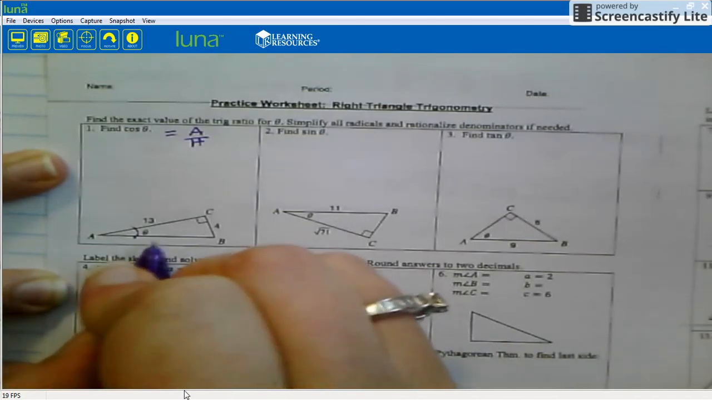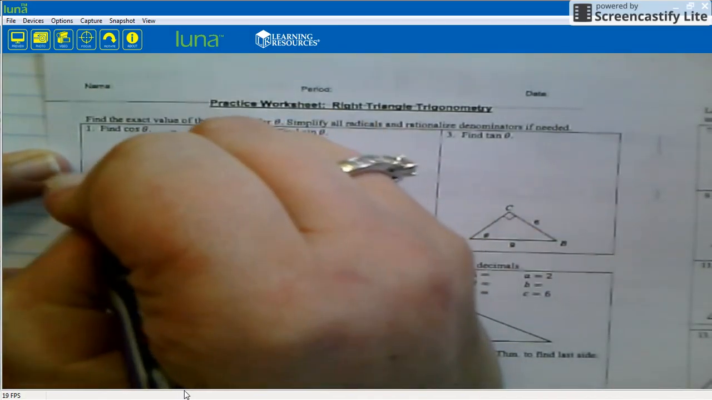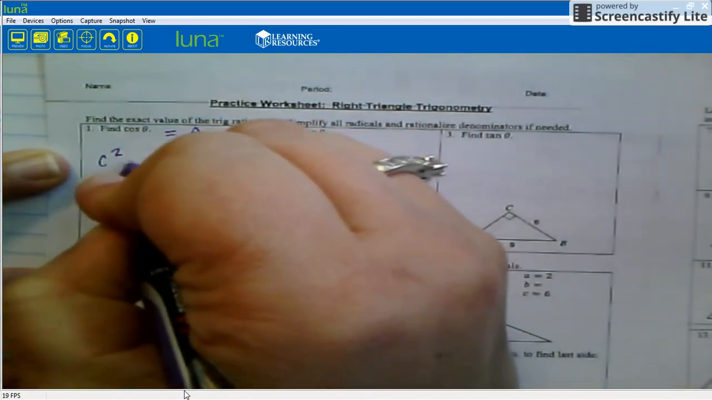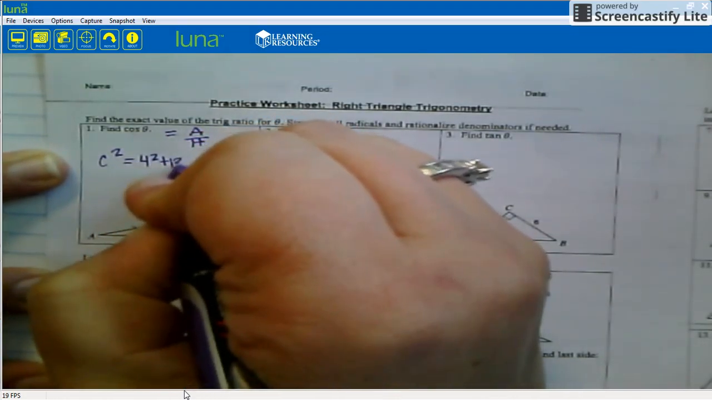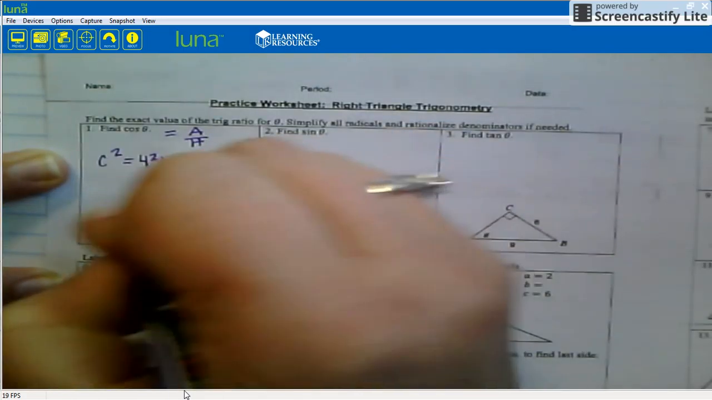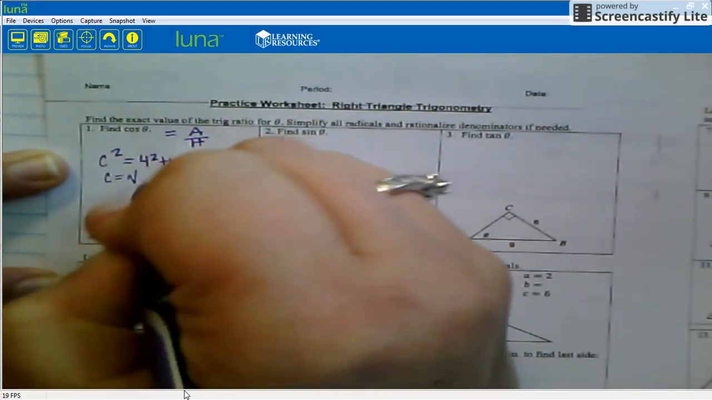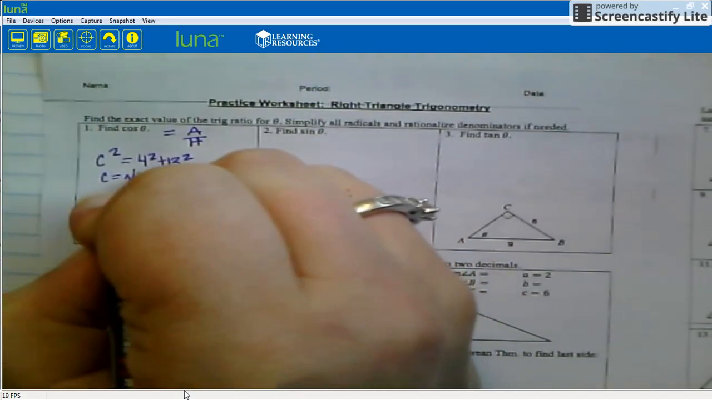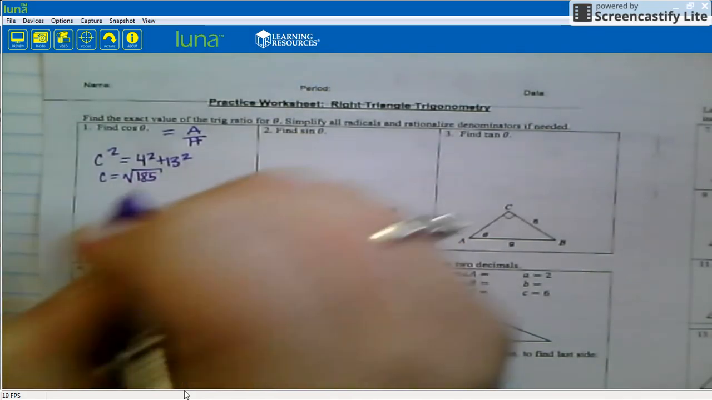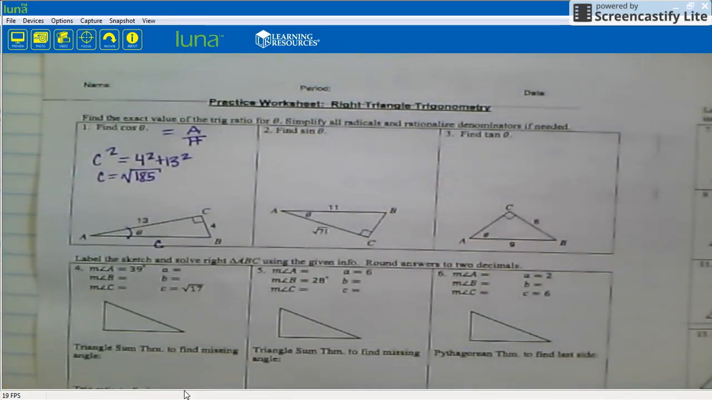So to do that, if I call this C, then C squared is equal to 4 squared plus 13 squared. So C is equal to the square root of 16 plus 169, which is 185. And if I try to simplify 185 down, I can't, because if I divide it by 5, I get 37 and both are prime.